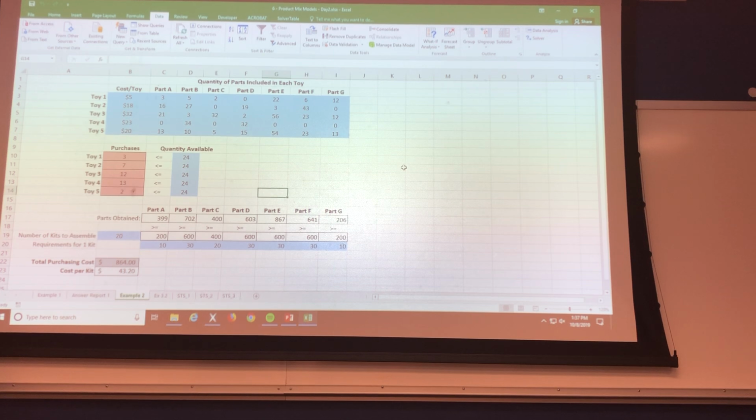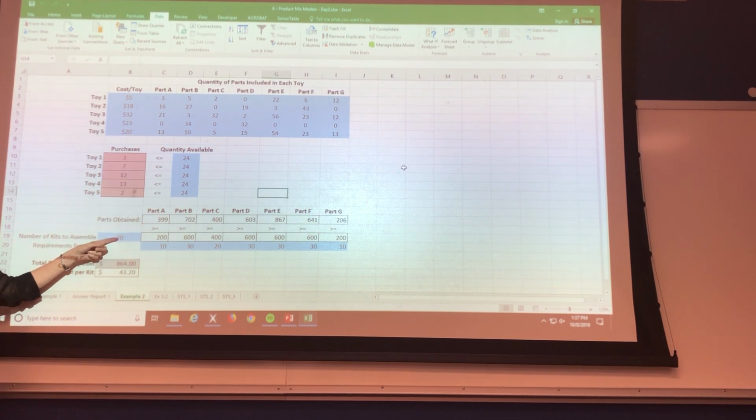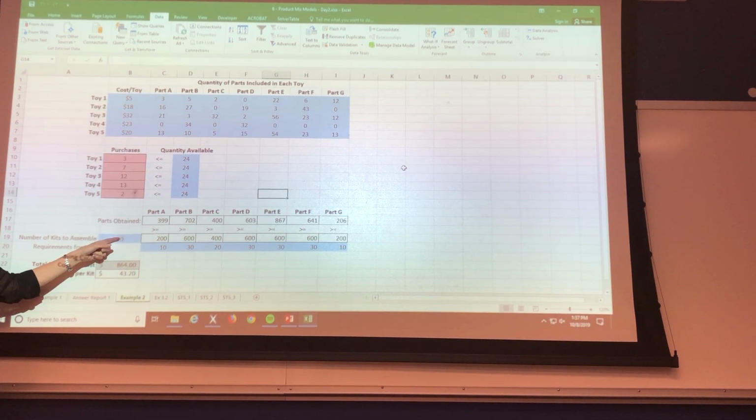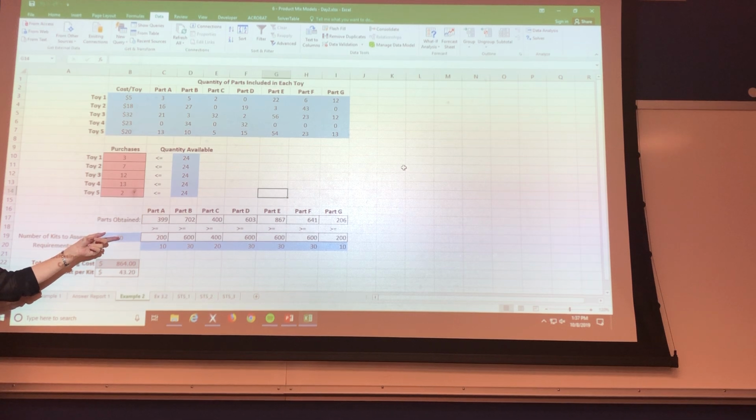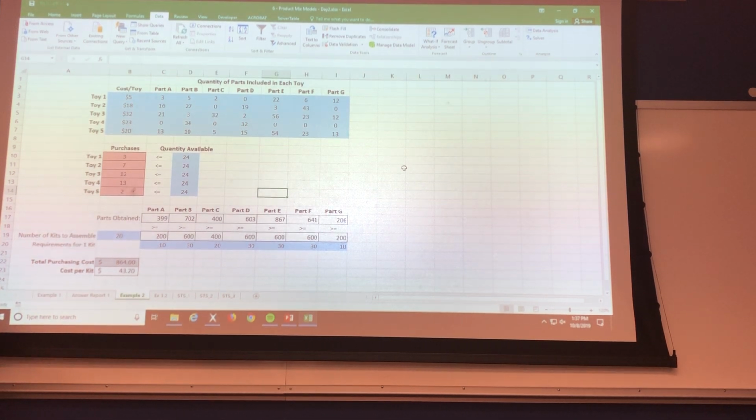The question we're trying to ask is, what's the number of kits that would give us the lowest cost per kit? And what is our input? The number of kits. That's the thing that we're going to be changing right there. I'm going to change this in order to arrive at the lowest possible cost per kit. So my output cell then is going to be what? Cost per kit.